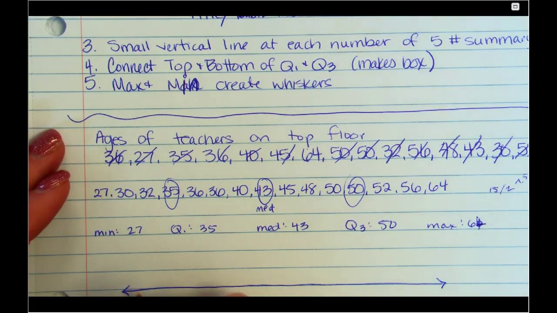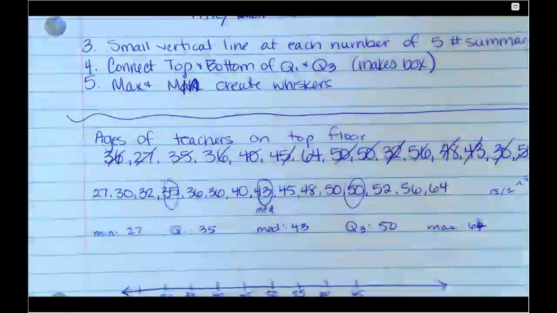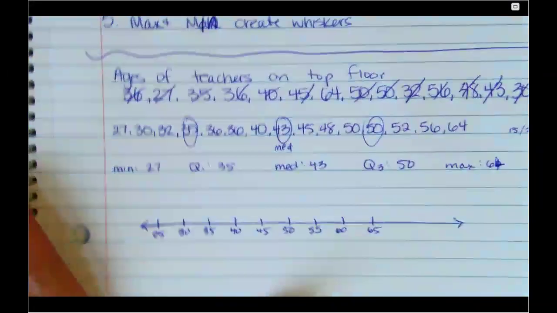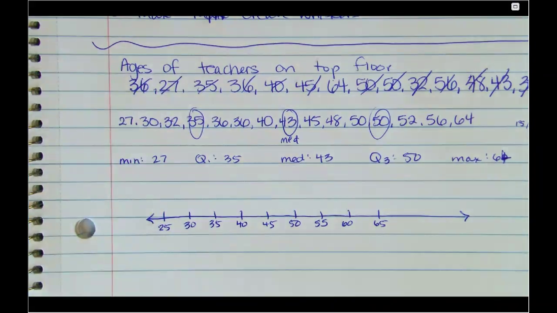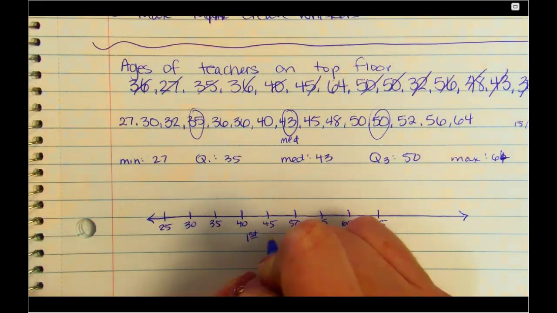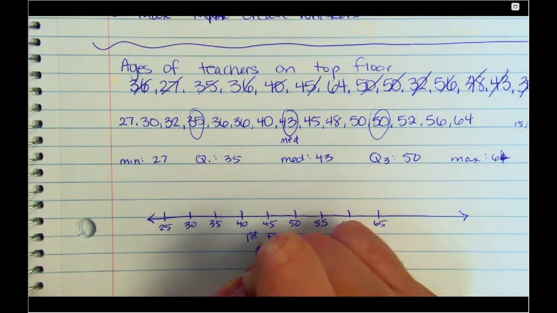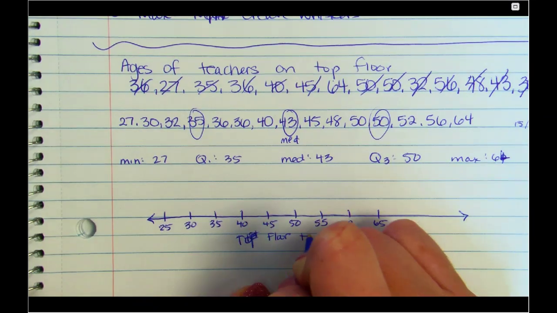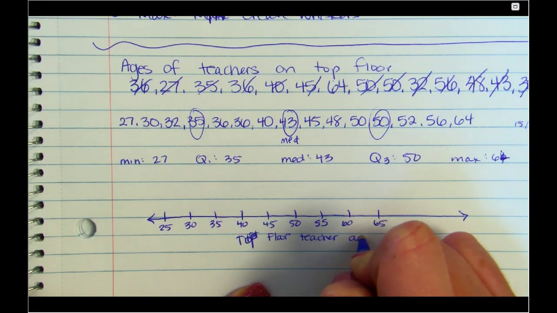Okay, so I'm going to go 25, 30, 35, 40, 45, 50, 55, 60, 65, and that's enough. You can count by whatever you want. You can count by 4s. That's fine. It's just easier in my brain personally to count by 5s. Got to give it a label. This is first floor, or top floor, I guess. Top floor teachers' ages.